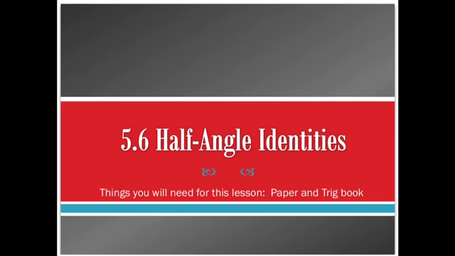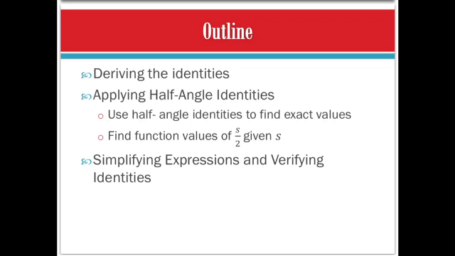Alright, so 5.6 half-angle identities. You'll want some paper and your trig book for this lesson. Alright, so we're going to be looking at deriving the identities, applying your half-angle identities, and also simplifying expressions and verifying identities.